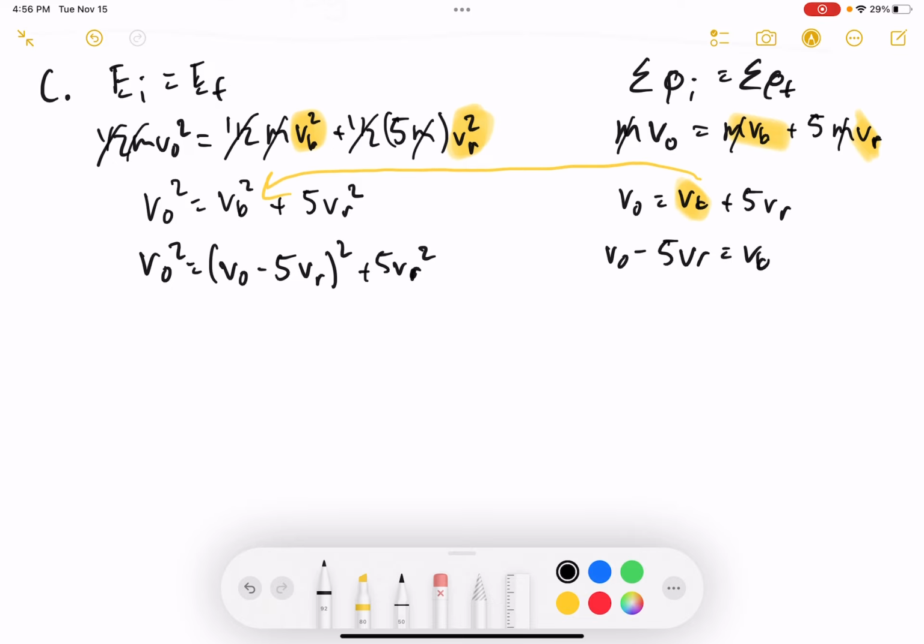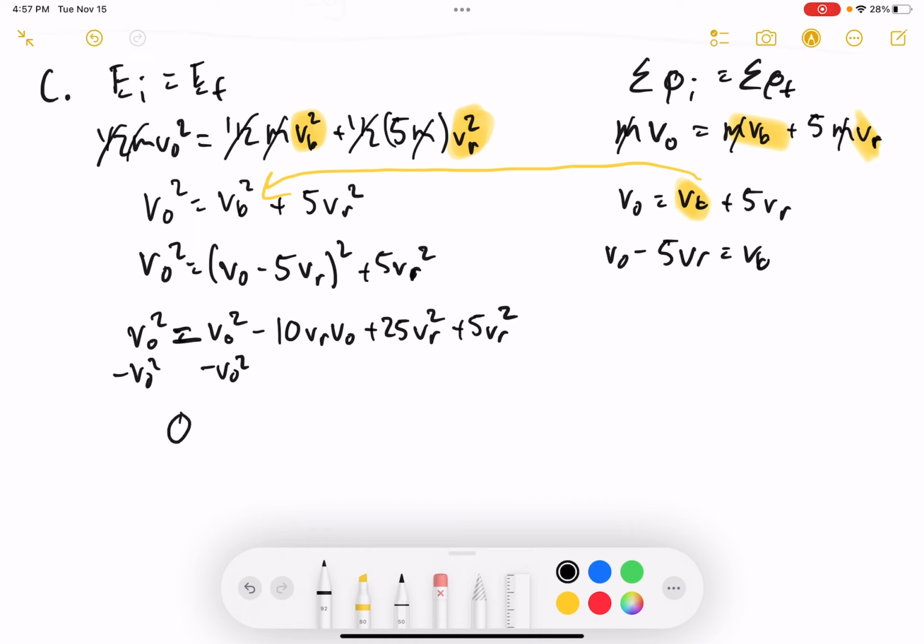So next, I need to actually multiply out. So this will just equal V naught squared minus 10 VR V naught plus 25 VR squared plus 5 VR squared. Okay? Just multiplying out. Then I can go ahead and subtract V naught squared from both sides, so that's going to go away. So I'm just left with 0 equals negative 10 VR V naught plus 30 VR squared.